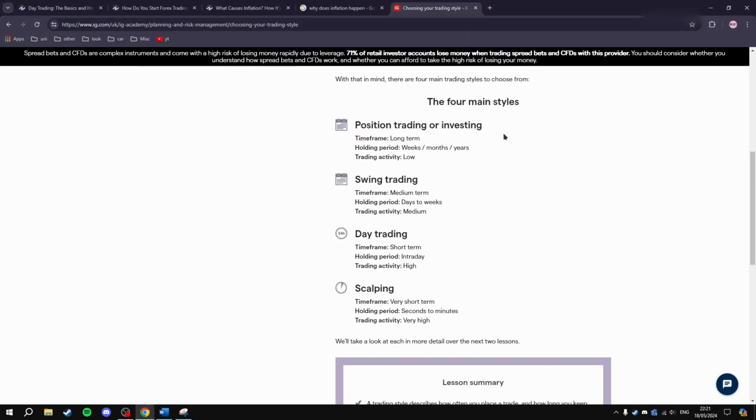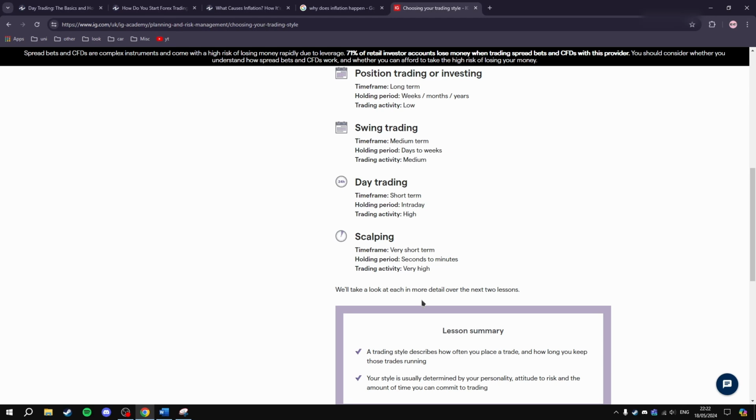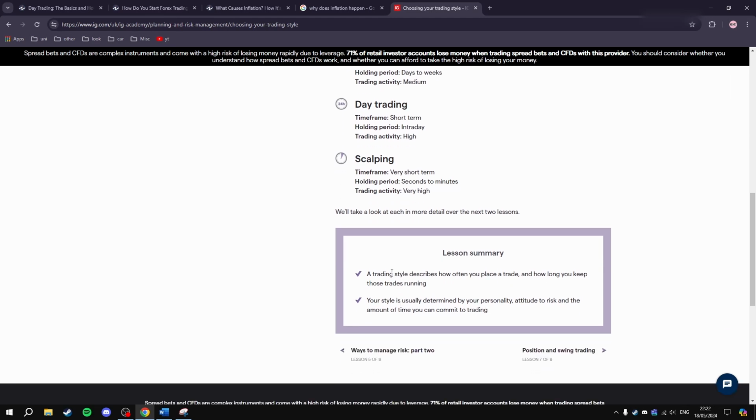Okay, so position trading or investing: time frame long term, holding period weeks, months or years, trading activity low. Swing trading: time frame medium term, holding period days to weeks, trading activity medium. Day trading: time frame short term, holding period intraday, so within a day, trading activity high. Scalping: very short term, holding period seconds to minutes, trading activity very high. We'll take a look at each in more detail over the next 2 lessons.